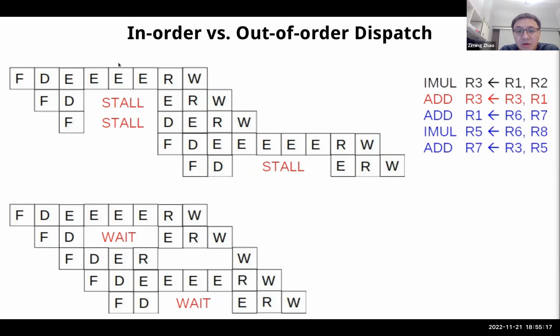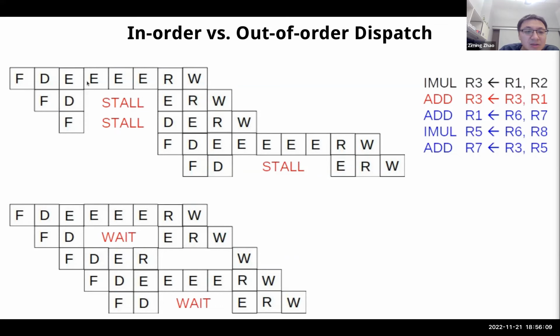The top one is the in order example. The bottom one is the out of order example, and they are using the same 5 instructions here. Let's say each column here represents one CPU cycle. So fetch will cost one CPU cycle. Decode will cost another CPU cycle. And we only have one fetch unit and one decode unit, which means at each column, there can only be one F. Okay.